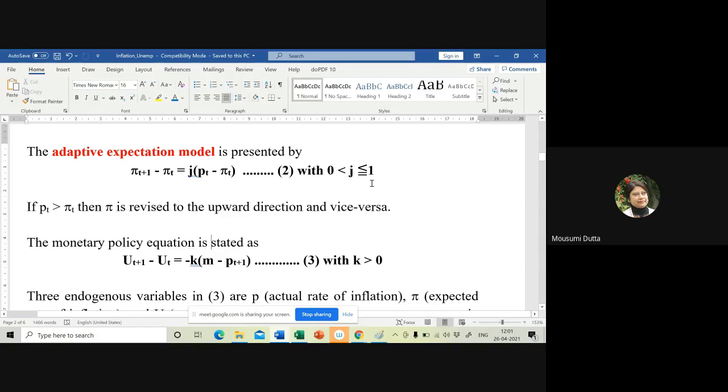where j again lies between 0 and 1. The maximum value is 1. That is, pi t plus 1 minus pi t is exactly p t minus pi t. However, it may be smaller than that. However, it is positive. So this is the adaptive expectation model. Any question?